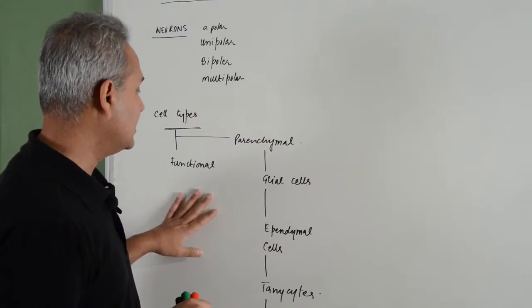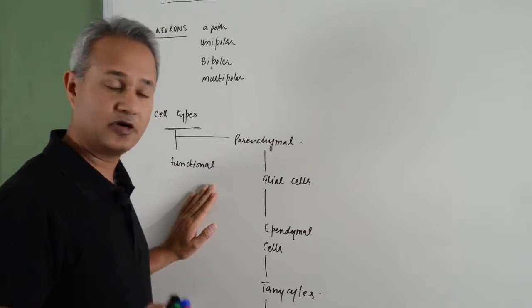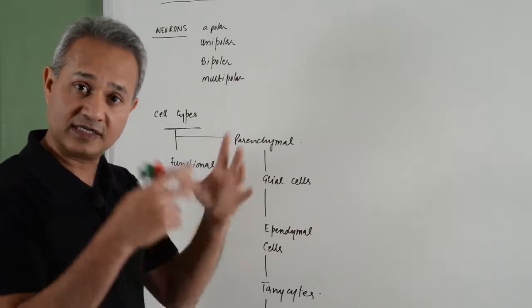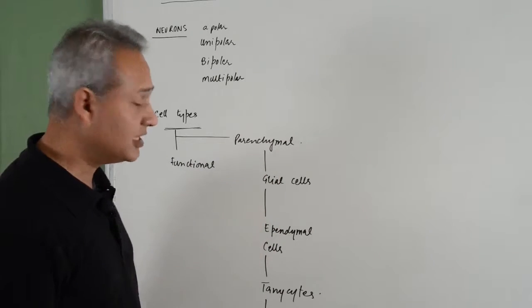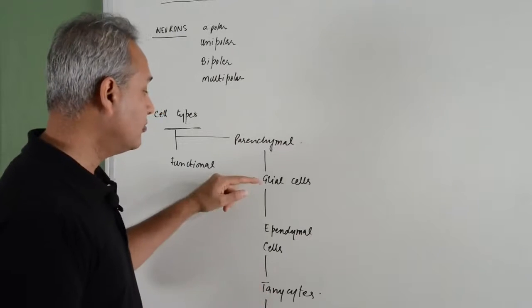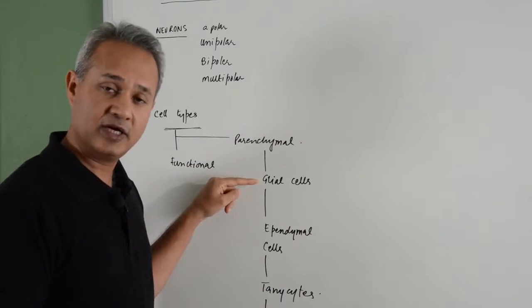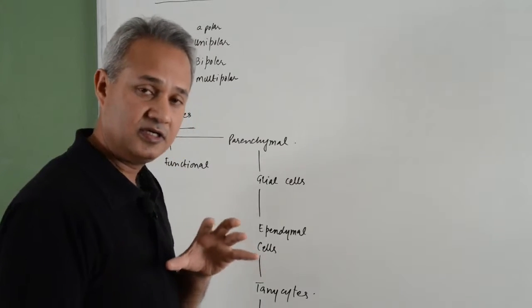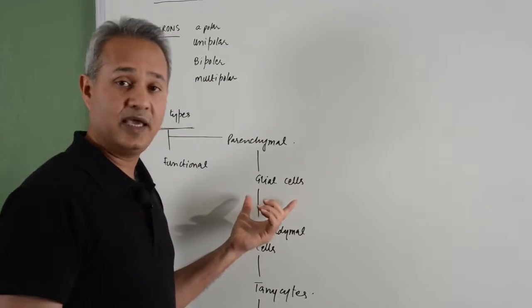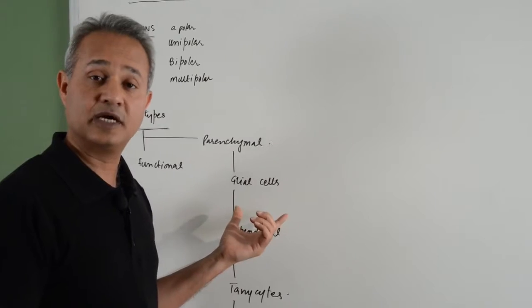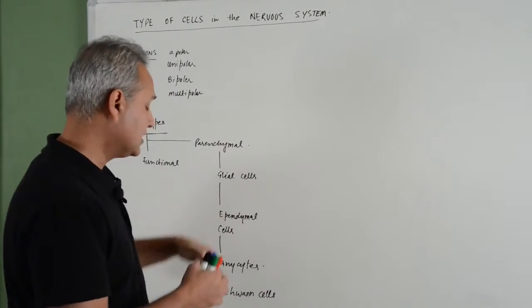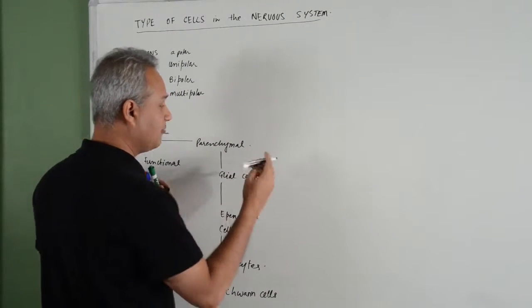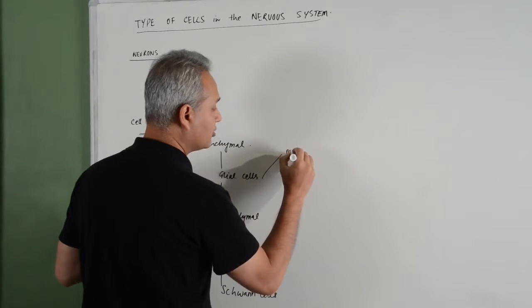First of all, their basic classification: there are functional cells that are neurons, and then there are parenchymal cells or the connective tissue cells, which are further divided into multiple types. The most important in there are the glial cells. Why they are important is that they make not only the most abundant cells of the brain, they also make 50% of the primary brain tumors.